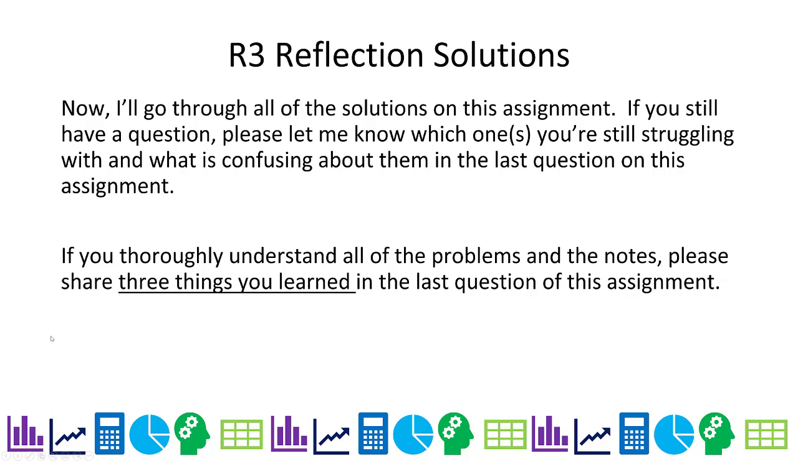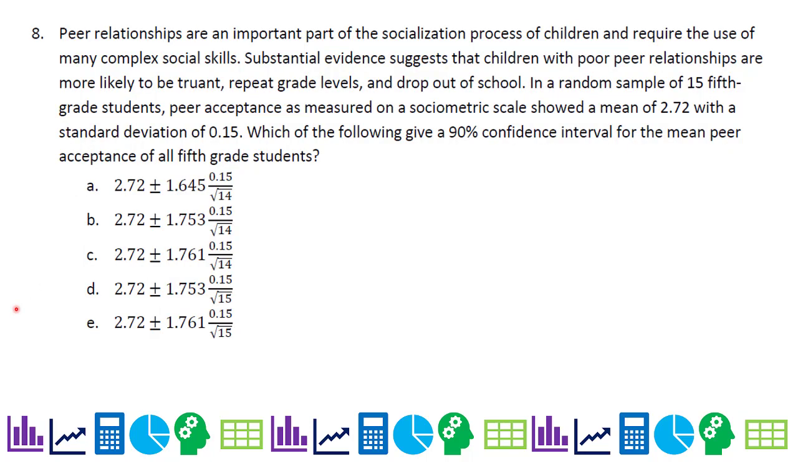Right, so we're going to go through the remaining multiple choice problems on this review, and let's start with problem A. Peer relationships are an important part of the socialization process of children and require the use of many complex social skills. Substantial evidence suggests that children with poor peer relationships are more likely to be truant, repeat grade levels, and drop out of school.